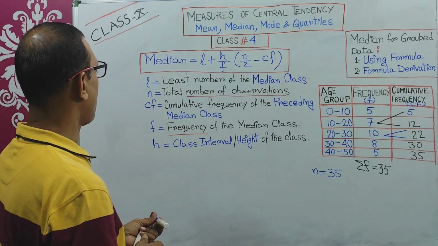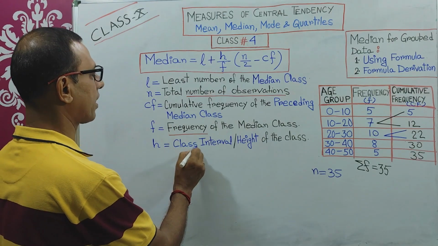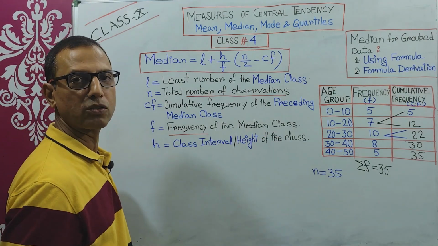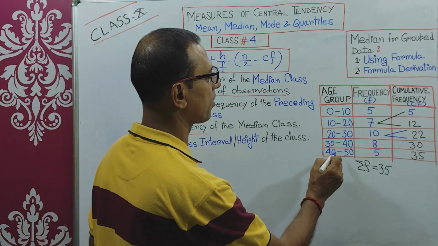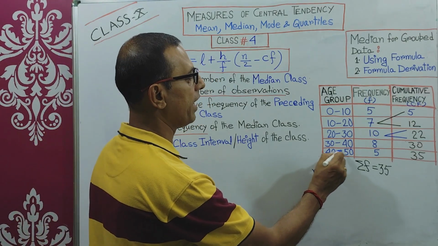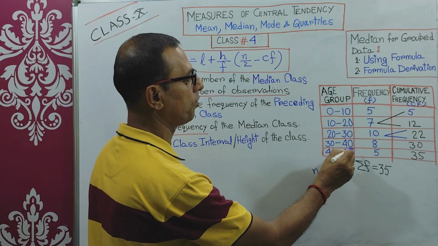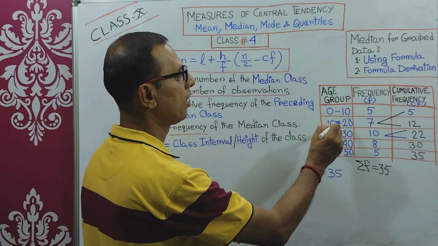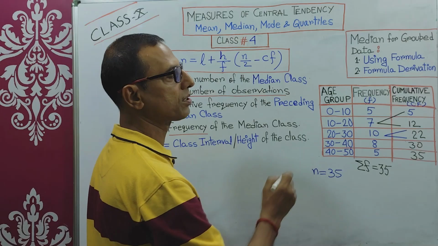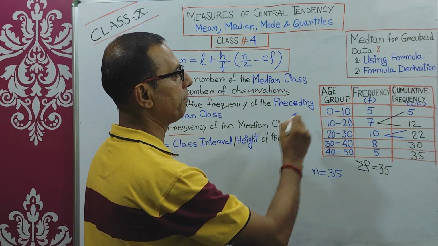Now H is the class interval or height of the class. What is class interval? Class interval means for each age group, what is the difference? 40 to 50, 50 minus 40, 10. 10 to 20, 20 minus 10, 10. 0 to 10, 10 minus 0, 10.